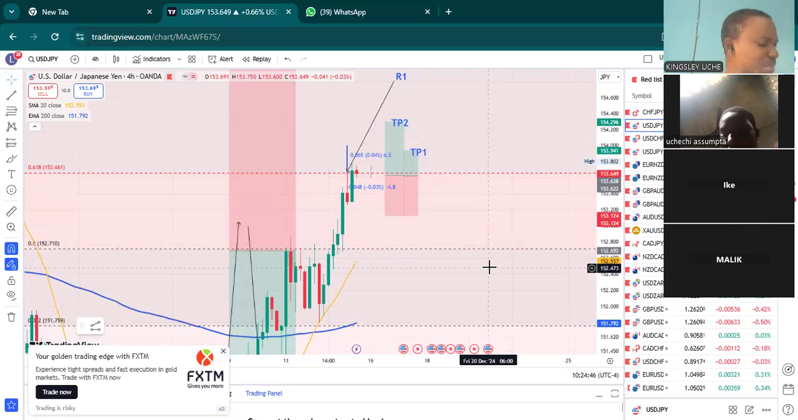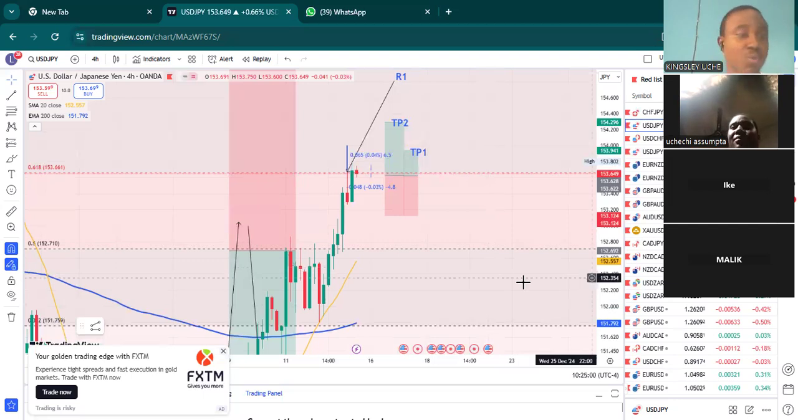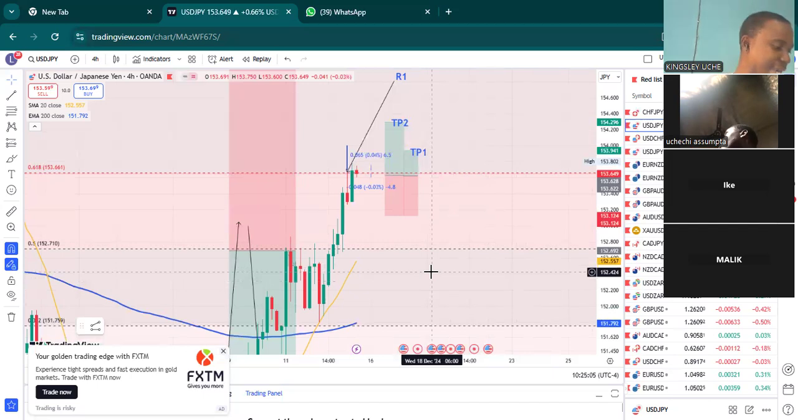Also, just a brief one: trading is hard. Trading is really, really hard. No one should tell you trading is easy. That's a lie. So I'm going to kickstart with USD JPY. First of all, I'm going to break my strategy down using the USD JPY so we can understand.